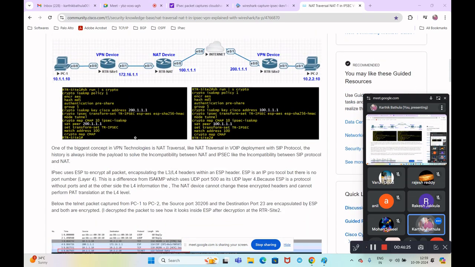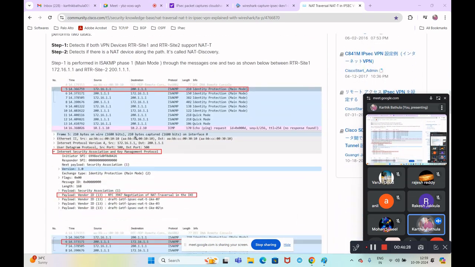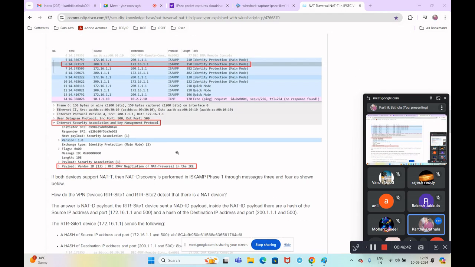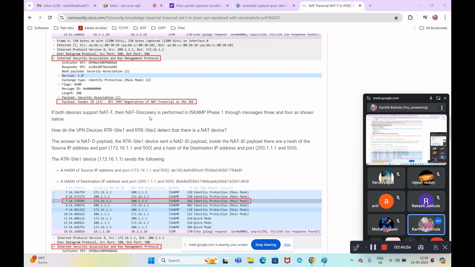We have seen that NAT traversal is going to be exchanged. See here, this is the second message, where they mention that NAT traversal is going to be negotiated between site 1 and site 2 in the first and second messages. If NAT traversal is supported by both devices on site 1 and site 2, NAT discovery is performed.